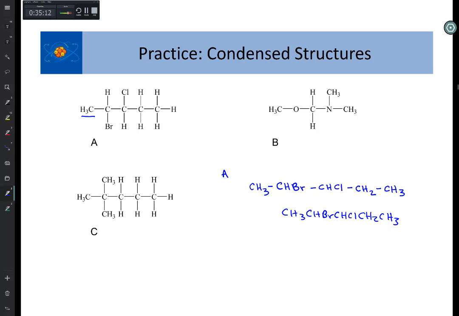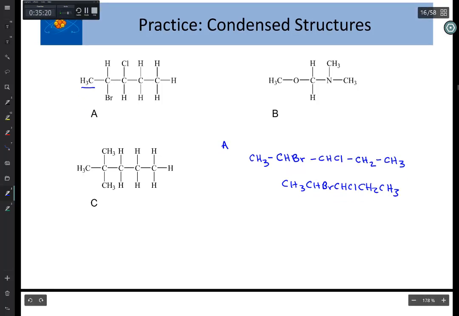Now, sometimes in Kekulé structures, when we're drawing them like this, oh, and I'll show you other drawing types that I like, that are even simpler. It's a lot less writing. Sometimes you'll see it like this.